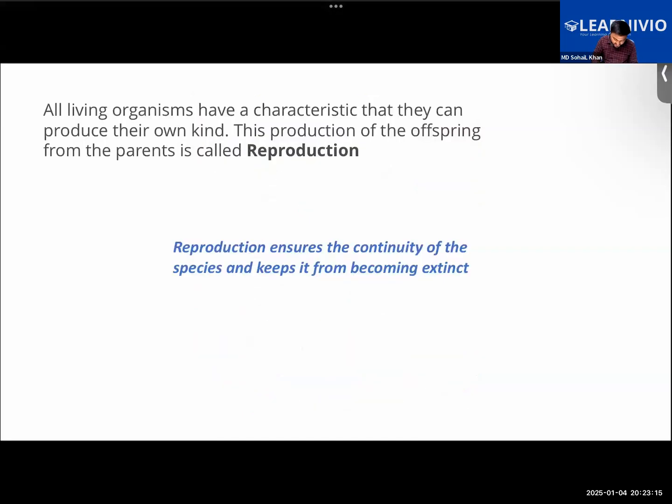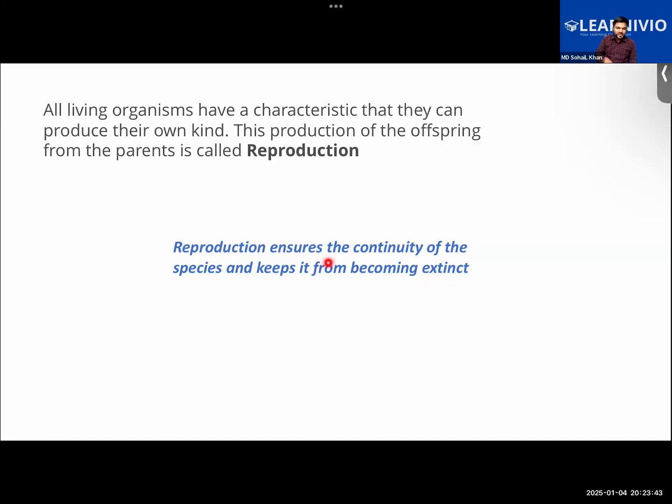Okay, let's revise them quickly. Also, like we had learned while the chapter was going on, why reproduction is essential. Okay, so it ensures the continuity of the species and protects it from becoming extinct. Extinct means completely eradicated from Earth. Not a single organism of that species surviving. Completely gone, right?